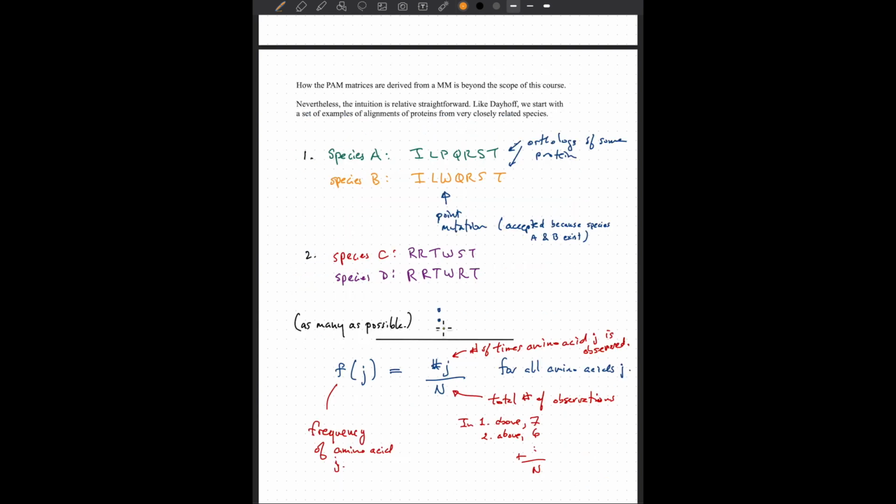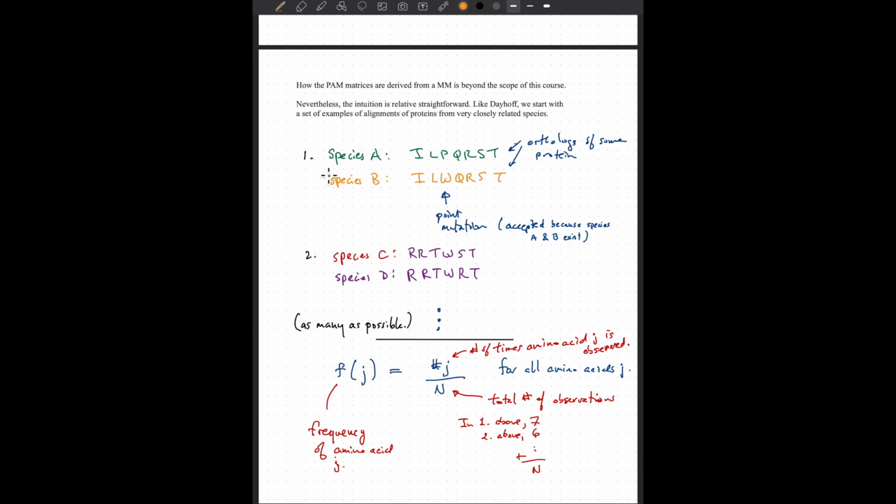So how PAM matrices are derived from a Markov model is well beyond the scope of this course. I'm not going to torture you with that, but the intuition is pretty straightforward. So like Dayhoff, we can start with a set of examples of alignments of proteins from very closely related species. Let's suppose that species A and B, we wouldn't be comparing yeast to human here.